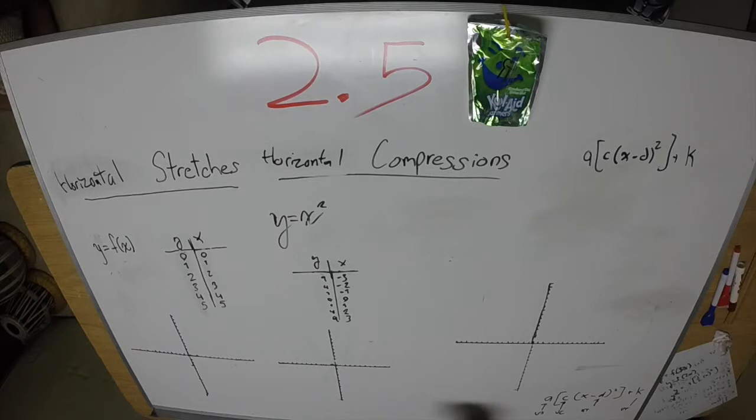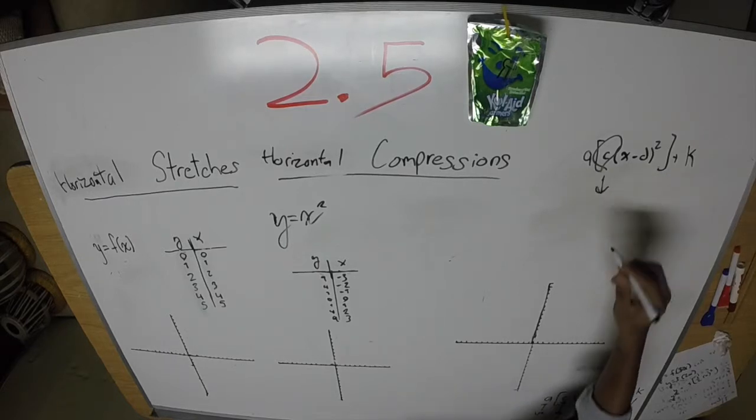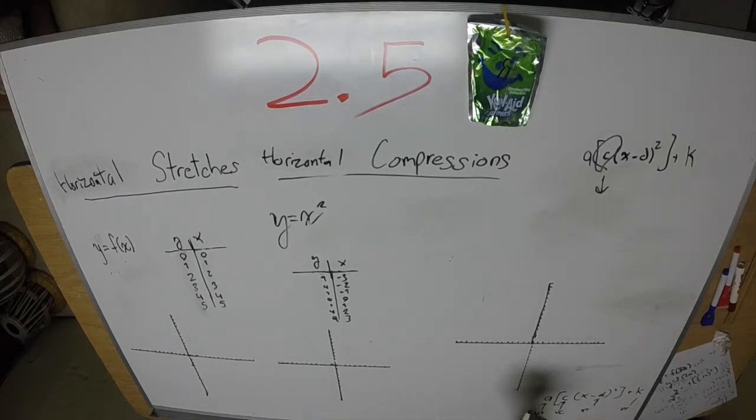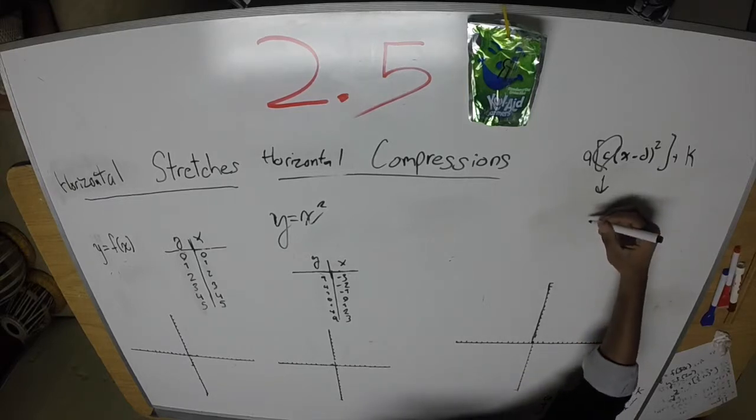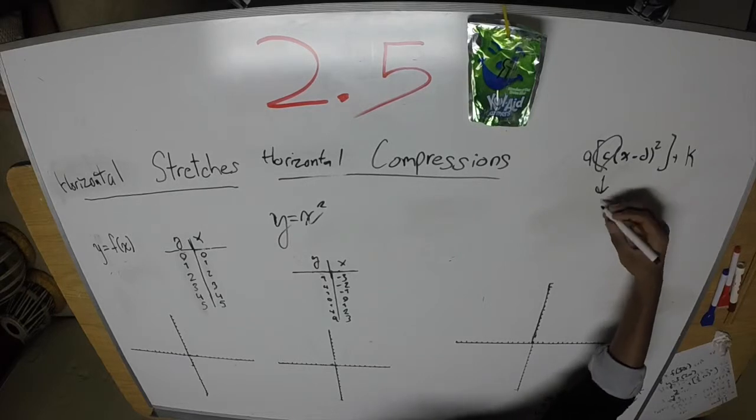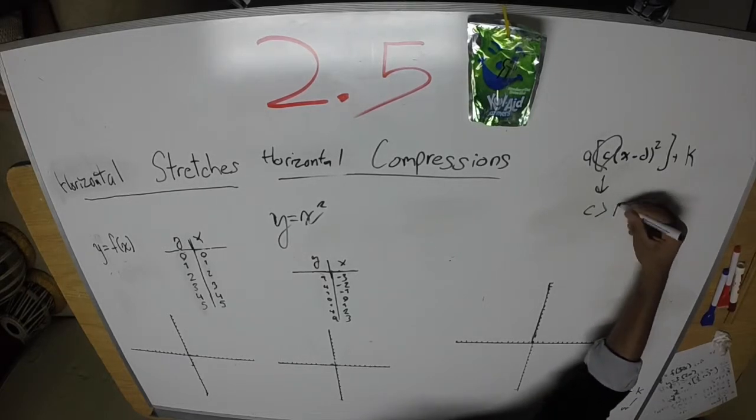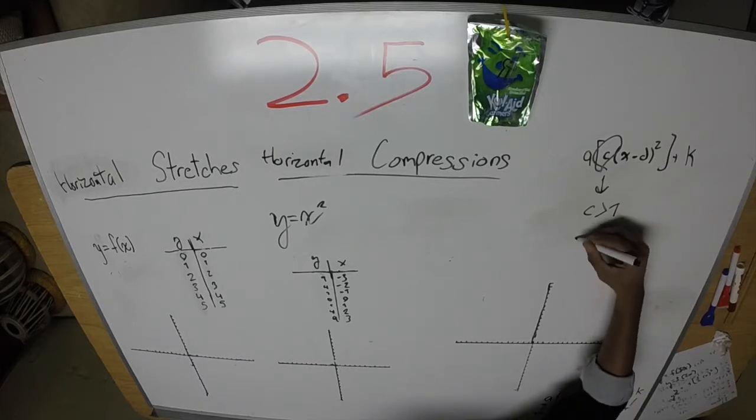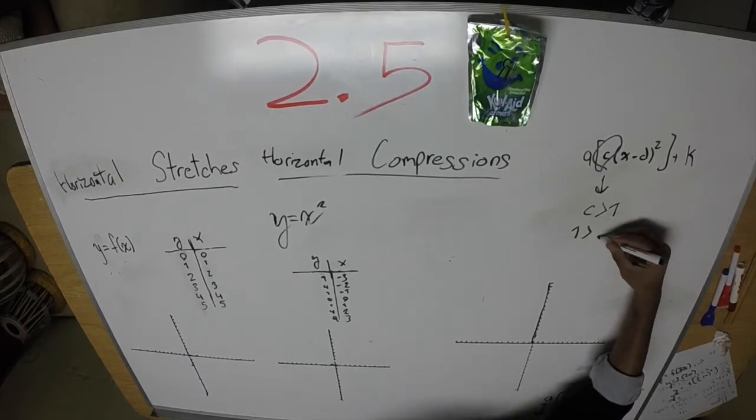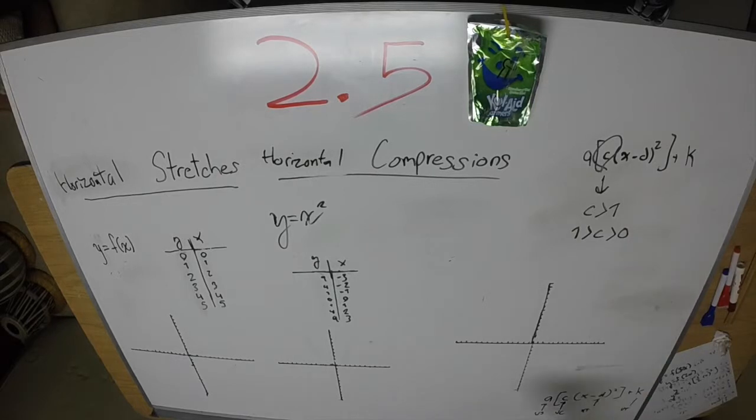So in horizontal stretches and compressions, we're looking at the C value in the whole equation. That's how we determine whether it's a horizontal stretch or compression and by what factor. It's different than the A value for vertical. For the C value, if C is greater than 1, then it's a horizontal compression, and if C is less than 1 but greater than 0, it's a horizontal stretch.